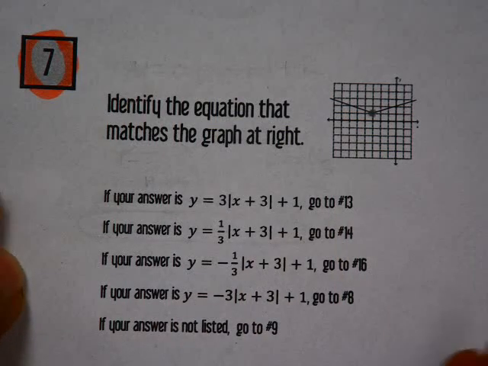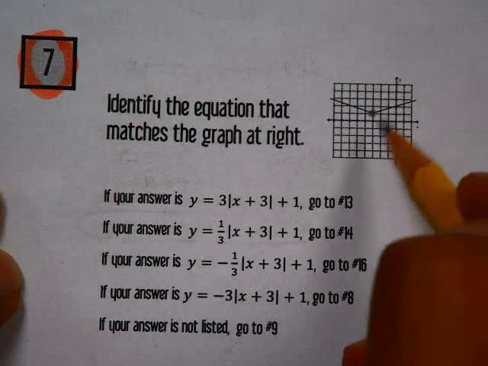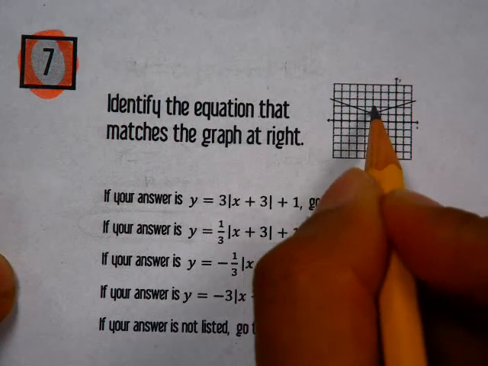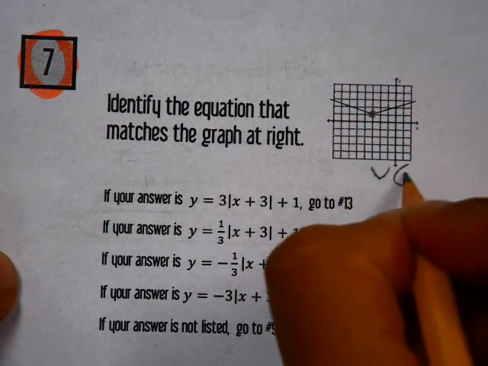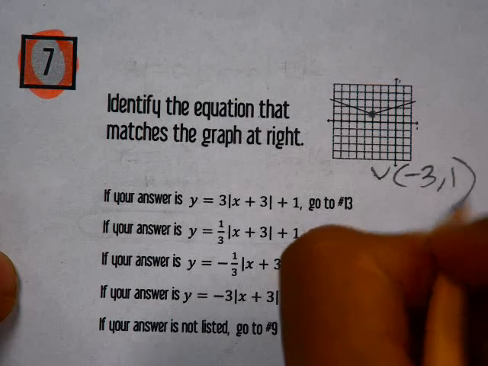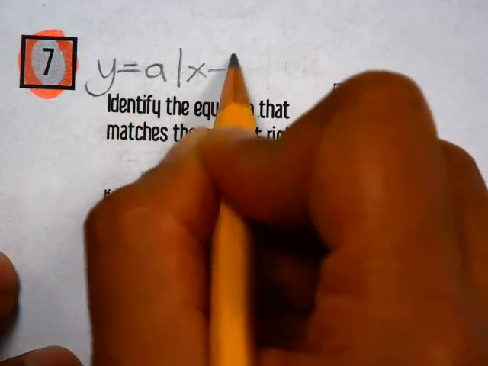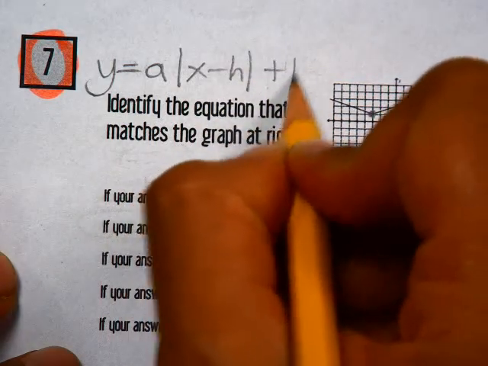This video is for number 7 and 15, which are both involving graphs of functions. This is an absolute value graph with a vertex at -3, 1. The equation of an absolute value graph is of the form a absolute value of x minus h plus k.